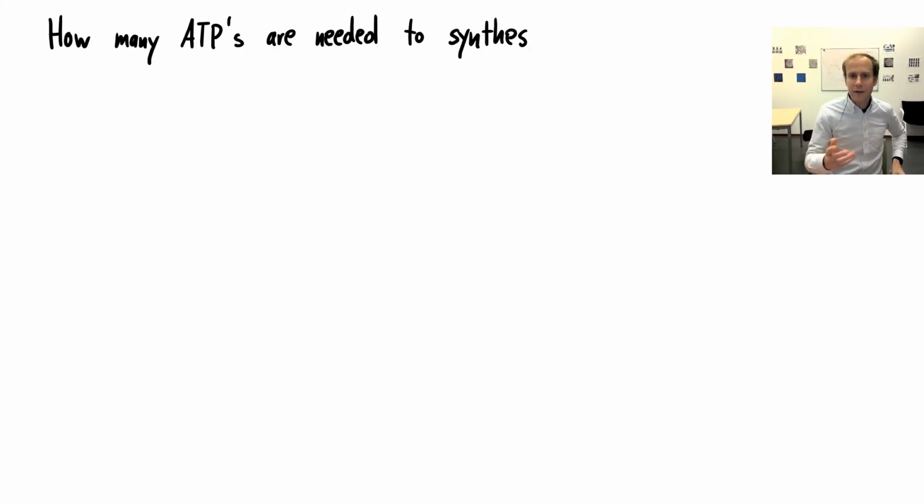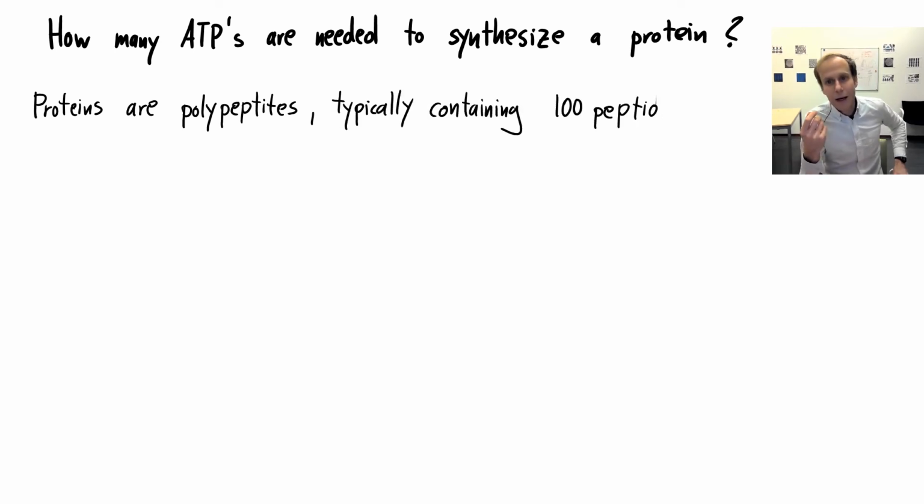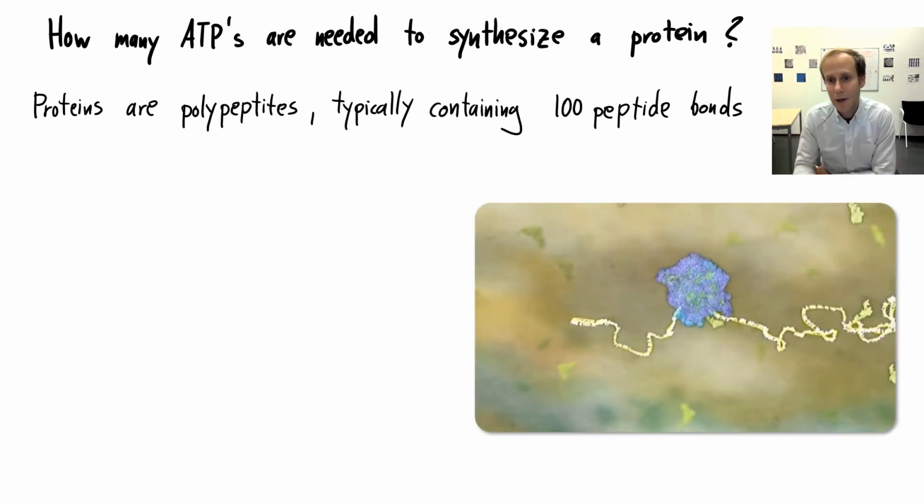So with this concept of the free energy change of a reaction equaling the maximum non-volume work that this reaction can provide, we can now also take a look at how many ATP molecules are needed to synthesize a protein. You probably know proteins are polypeptides. They are long chains of peptide molecules, and the peptide molecules are bound to each other. In one protein, you typically have about 100 peptide bonds.